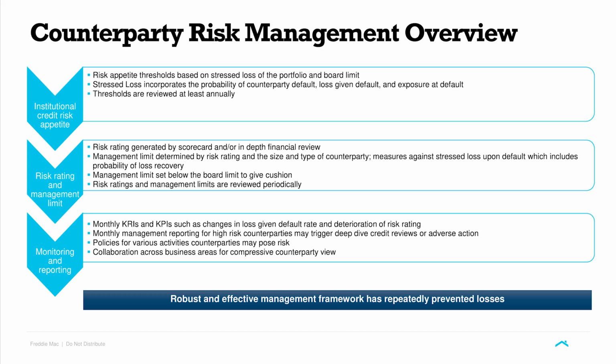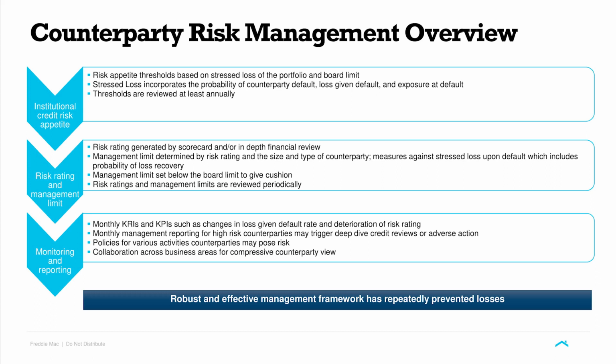We establish management limits that are below the risk appetite thresholds that are often based on the type of counterparty, the particular sector. Are they a mortgage bank, or are they a regulated institution? Are they a large, well-capitalized institution? Are they a smaller shop? And we set limits accordingly. We do have cushion below where those board limits or those risk appetites are to make sure that we don't breach anything. And we review those periodically, at least quarterly.